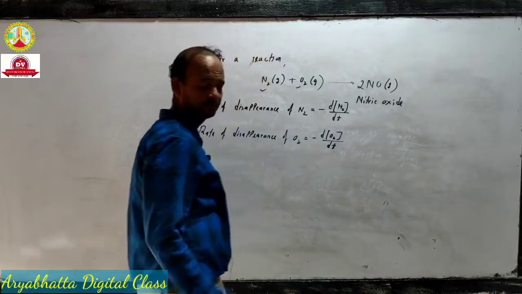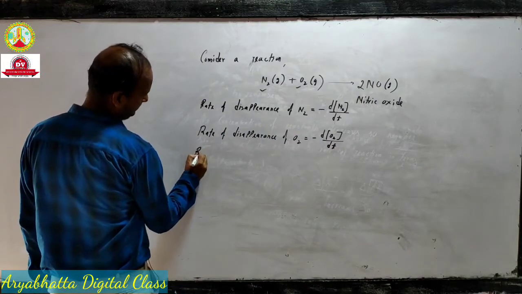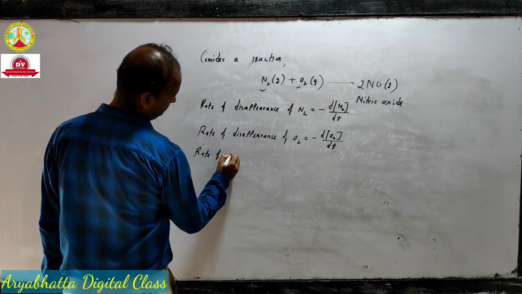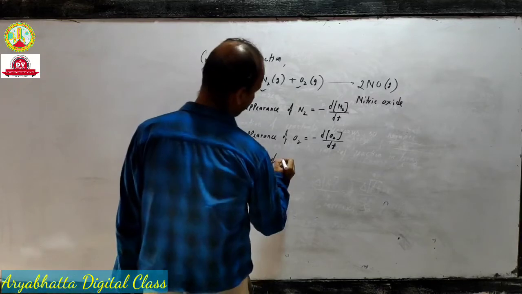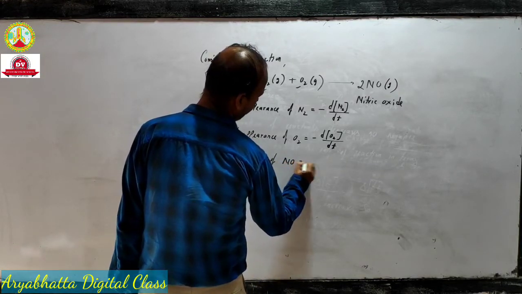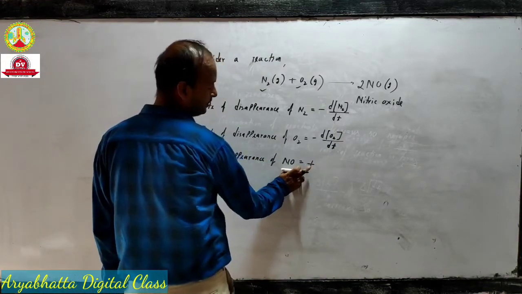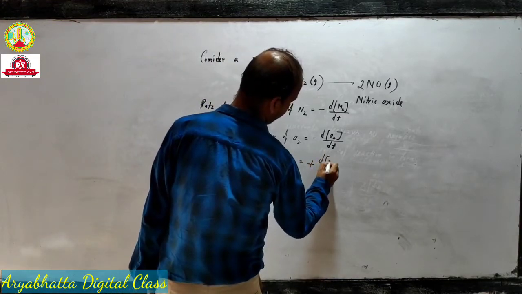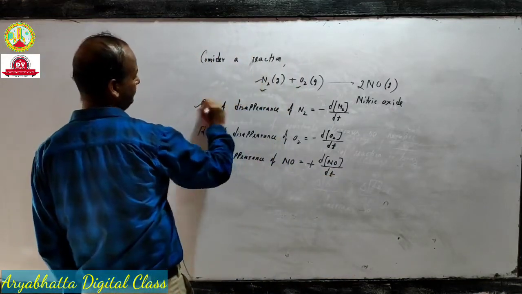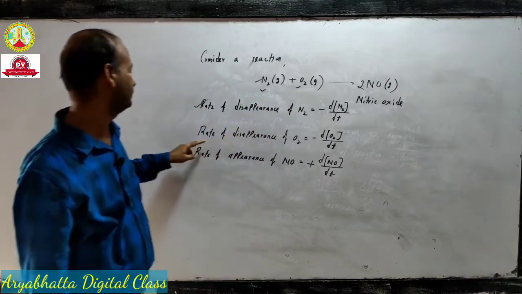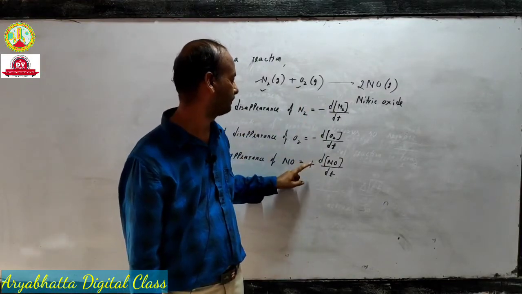Now let's see. In this reaction, nitric oxide has been formed. So this will be appearance. Rate of appearance of NO will be what? Here nitric oxide has been formed, so for product you put a plus sign. So this will be d NO by dt. Clear? Now देख लो. For this one, rate of disappearance; for the next one, rate of disappearance. But for this one, rate of appearance. Minus sign means reactant and plus sign means product.